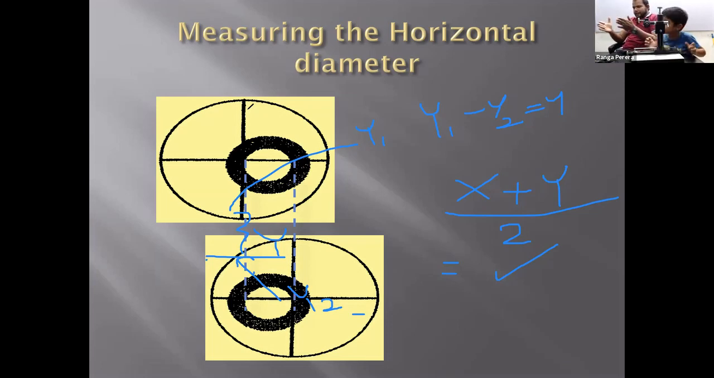So, since we are taking the difference, do we need to find the zero error of the instrument? No, we don't want to find the zero error. What is the reason behind that? We are always taking the difference between the two readings, so there is no need to find the zero error of the instrument.